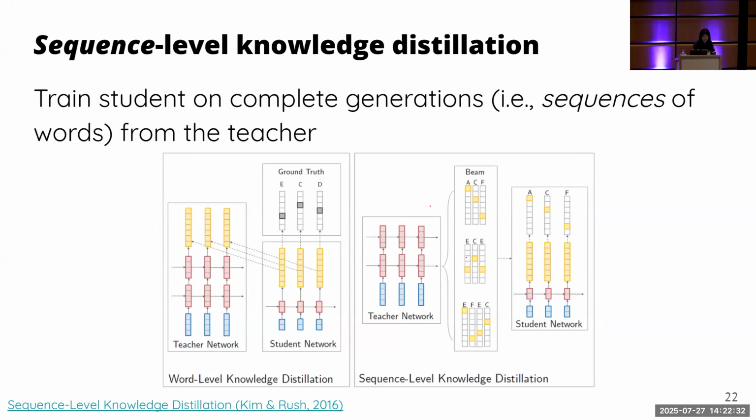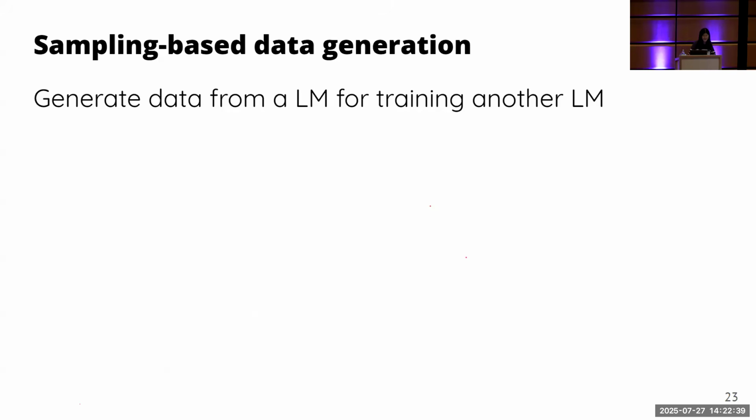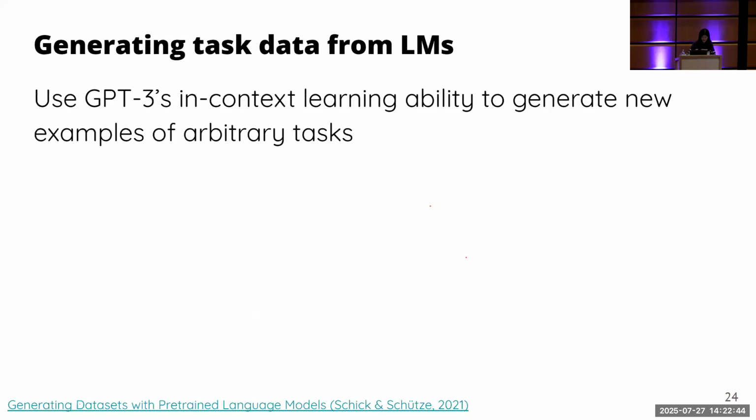So just again, sampling-based data generation, you generate data from a language model, and then you train another language model. And they could be the same language model.